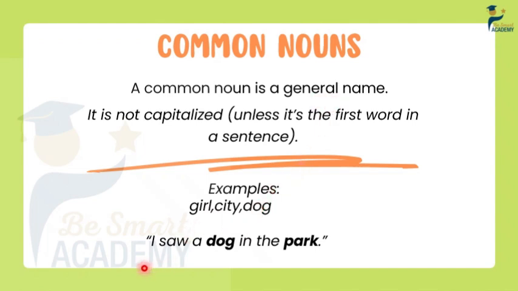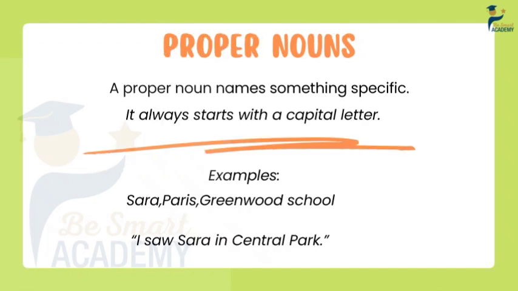Another example, in sentence form: I saw a dog in the park. Of course, we have the dog and we have the park. They are nouns, but the question is, what kind of nouns? They are common nouns. And why? Because they refer to general names. This means that I don't know what dog we are talking about, and the same thing goes to the park. We don't know what park we are referring to.